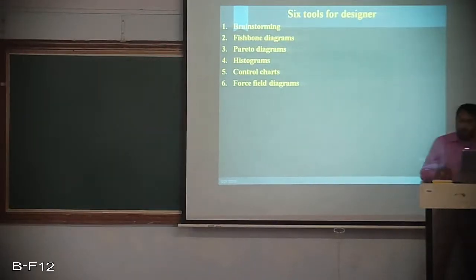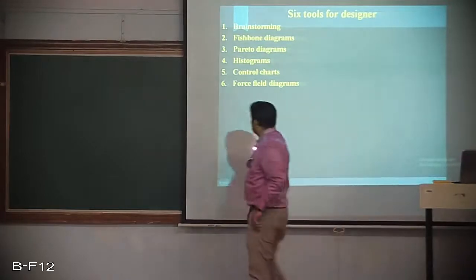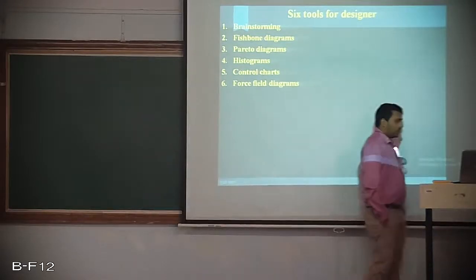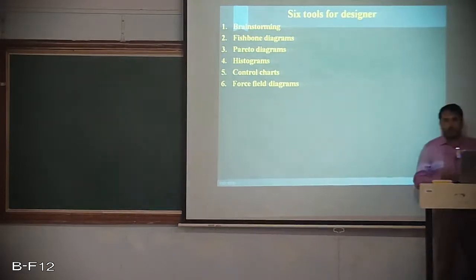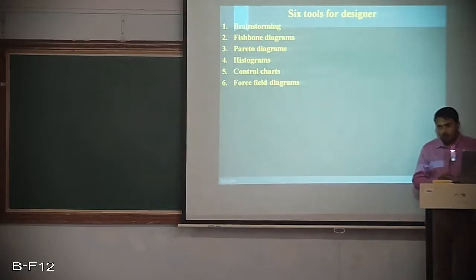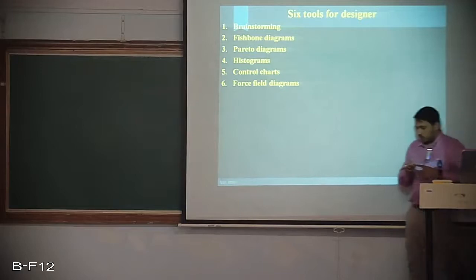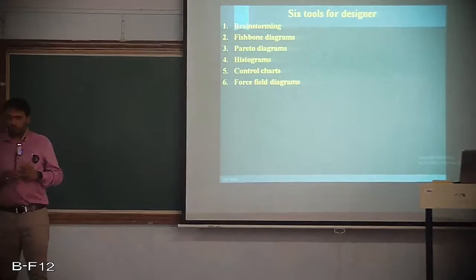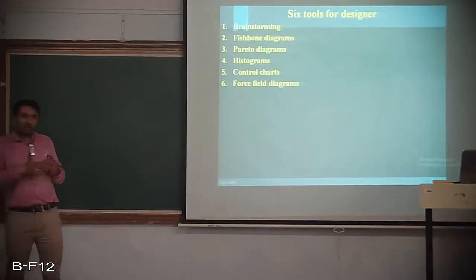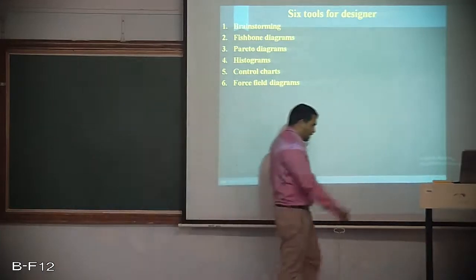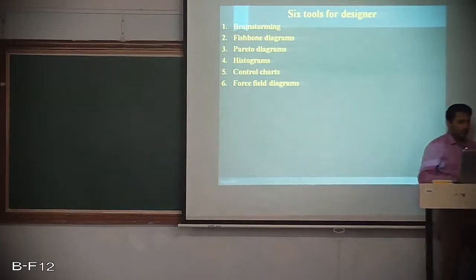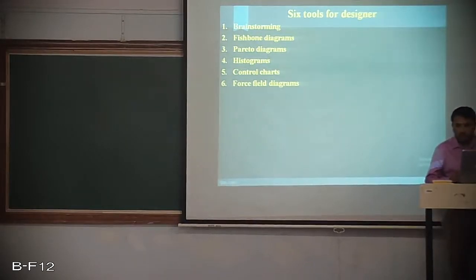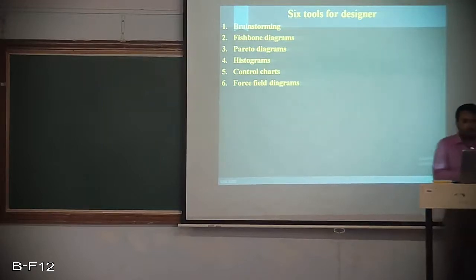Six tools for designers. So basically there are 6 tools for designers. The first one is just to identify the problem. So the designer's work is to identify the problem, to develop the conceptual designs, and among those conceptual designs, to find which one is the best suited design. For all these 3 activities, the designer has 6 tools. These are brainstorming, second fishbone diagrams, third Pareto charts, fourth histograms, fifth control charts, and sixth force field diagrams.